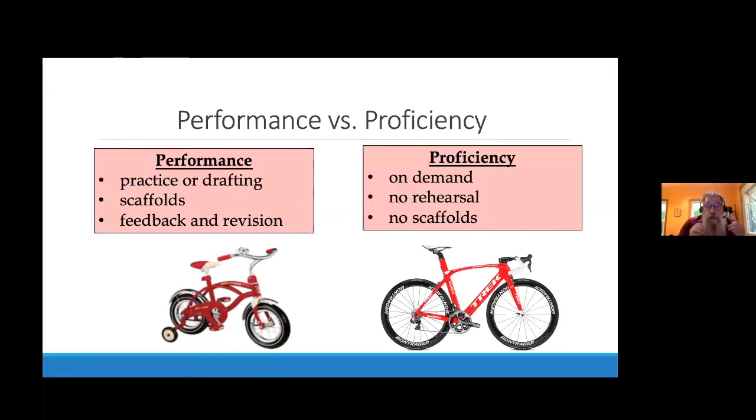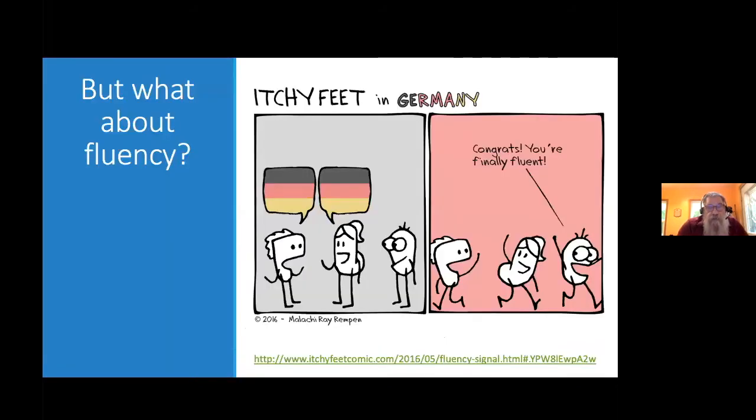Proficiency is what you can do on demand with no rehearsal and no scaffolds. It's riding the bike without the training wheels, similar to the three situations that Joanne described for us. True proficiency is what we can do in the real world, but we can simulate proficiency situations with on-demand tasks using a variety of proficiency testing models.